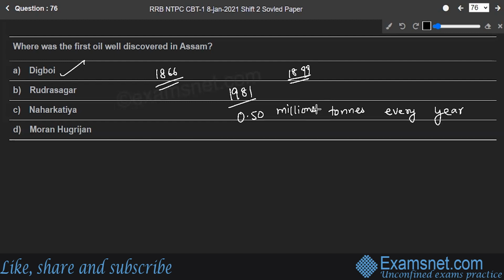The annual production of oil over here is 10 lakh tons. If we talk about Nahorkatiya, the annual production over here is about 2.5 million tons of oil every year and 1 million cubic meters of natural gas. The Moran Murgijan, this one has potential maybe estimated at 1 million tons per annum.